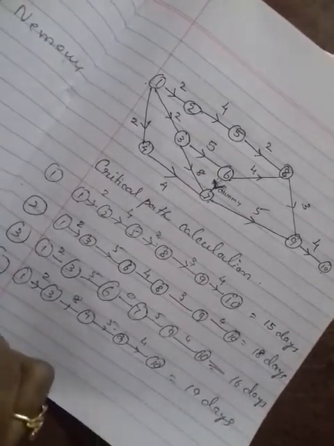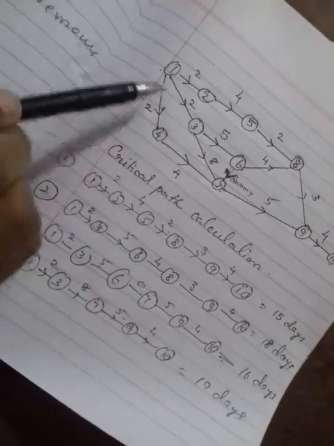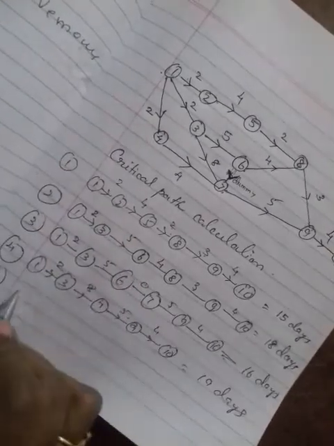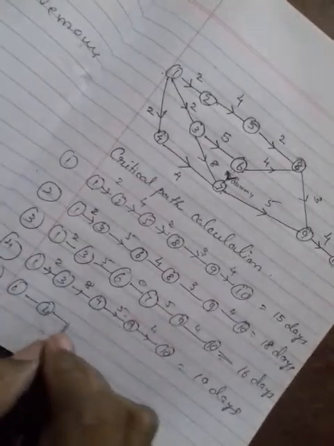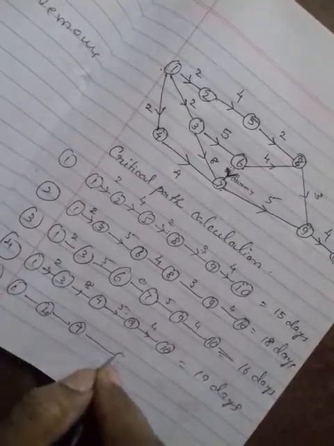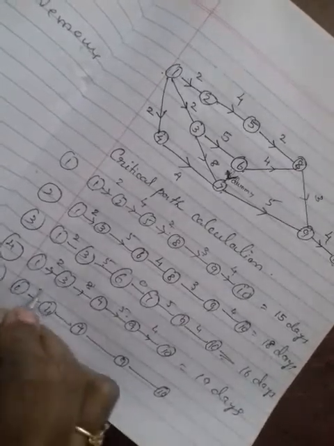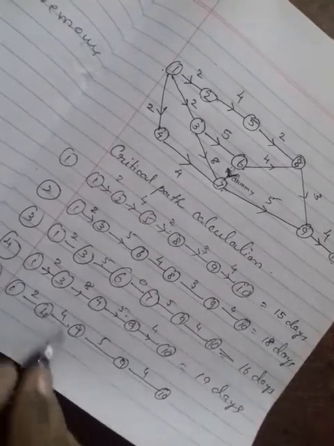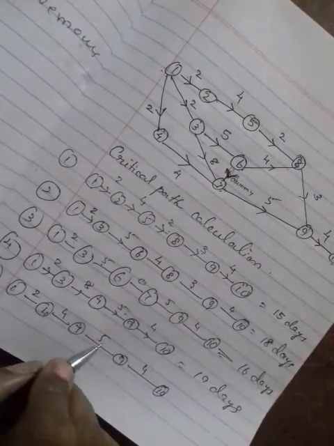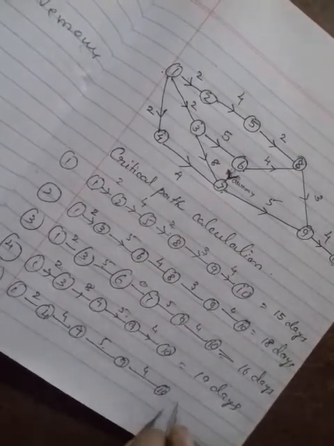Okay, so one more path is there: 1 to 4 and 4 to 7, 7 to 9 and 9 to 10. Okay, so this is 2, 4, 5 and 4. So 6 plus 5, 11, 11 plus 4, 15.